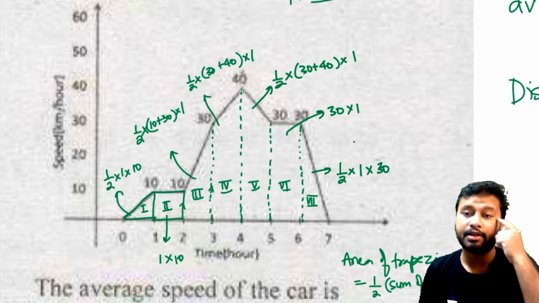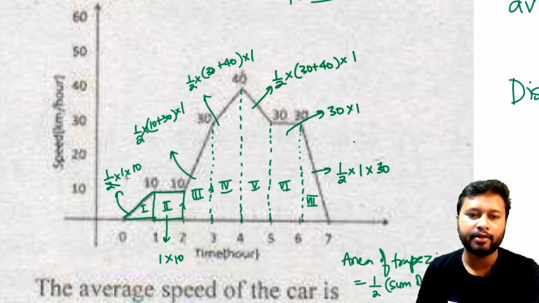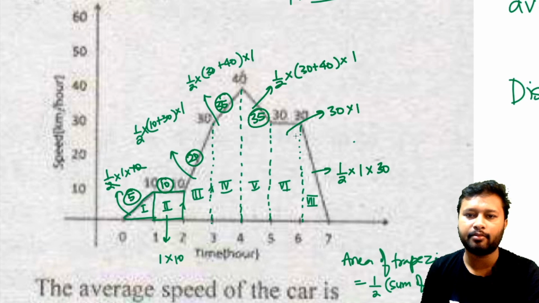Now I will just write down the values which we will get. So from here I will get 5 for this. For this I will get 10. For the region number third, it is 10 plus 30, that is 40, divided by 2 is 20. Now coming to the fourth section, 30 plus 40 is 70, divided by 2 is 35. Similarly for this section we will get 35 because both these are the same values. This is going to give me 30 and this is going to give me 15.